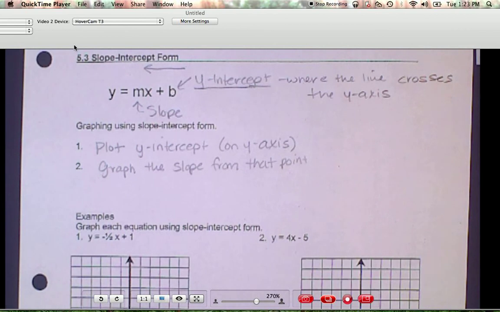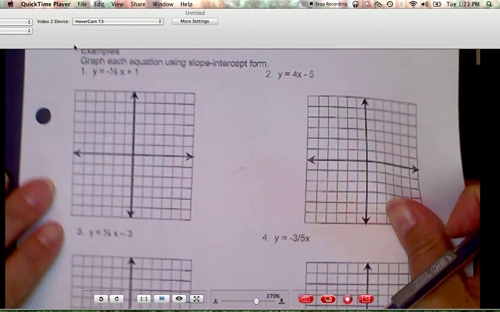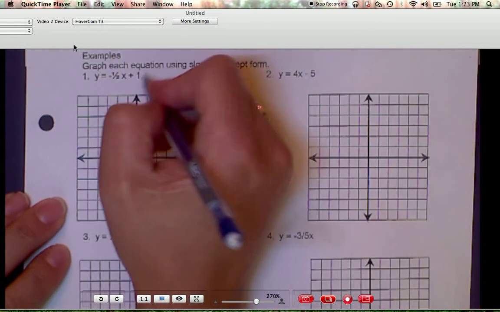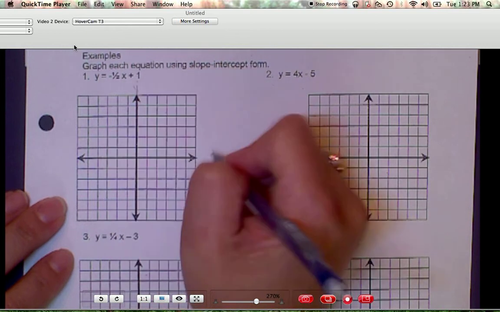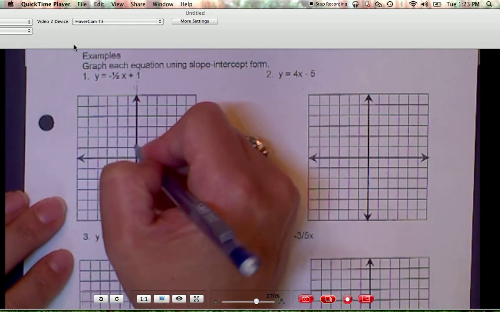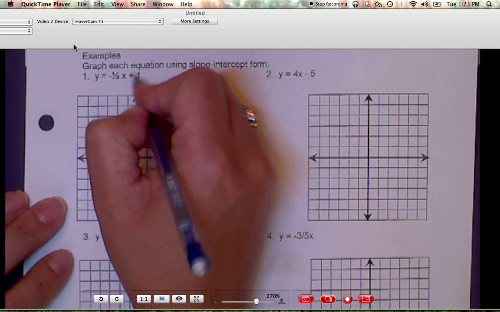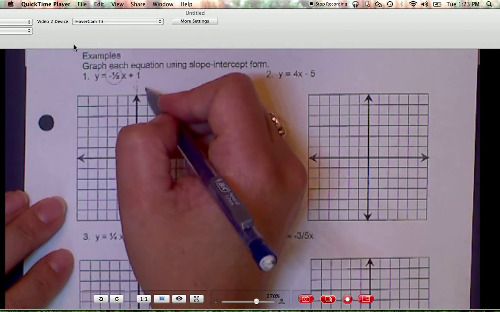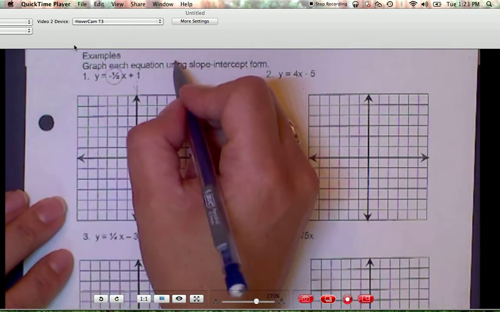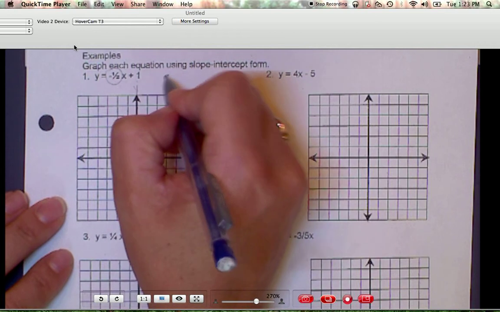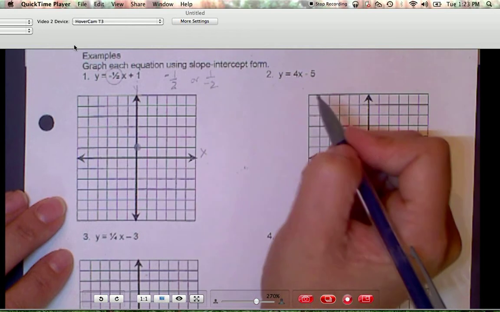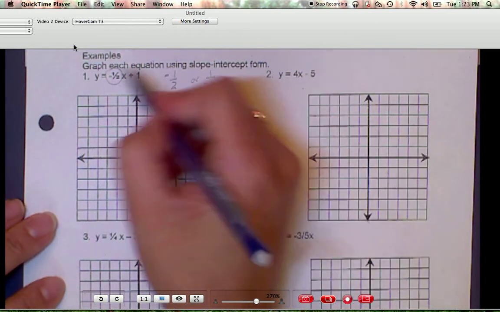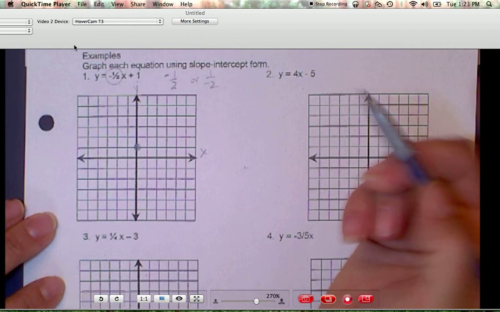So if we want to graph using slope-intercept form, we look at example 1. 1 is our y-intercept. So on the y-axis, this is the y-axis, this is the x-axis, we go up to positive 1, and we plot that point. Now here's my slope, negative 1/2. It doesn't matter where you put the negative, but I generally like to use the negative with the top number. Remember, you can put the negative with the bottom number if you want, but you can't put the negative with both. So I always use the negative with the top number so I don't forget to use it.